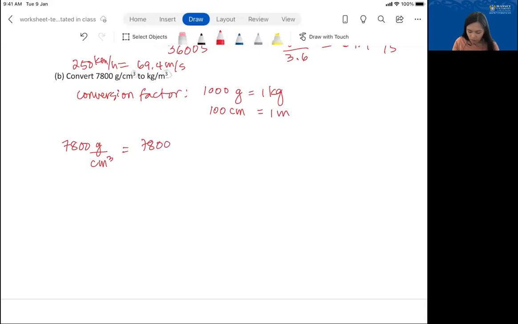Separate out the units from the number. Centimeter cubed means centimeter times centimeter times centimeter. 1 centimeter times 1 centimeter times 1 centimeter is equal to 1 cubic centimeter. Right. But separating out this way means that you need to convert grams to kilograms and 1 centimeter to meters. So looking at your conversion factor, you have 1,000 grams is to 1 kilogram, but you want to know how much is 1 gram in terms of kilograms.